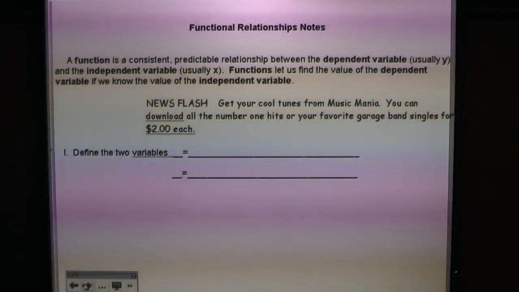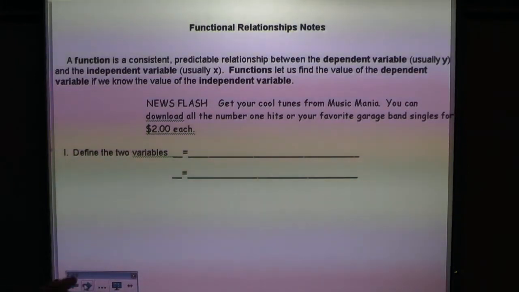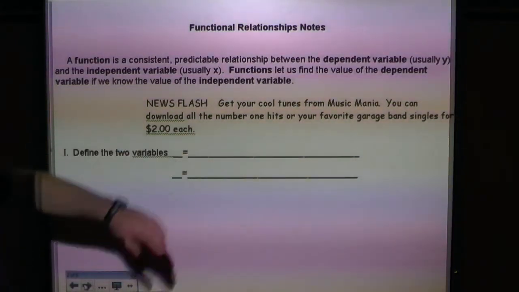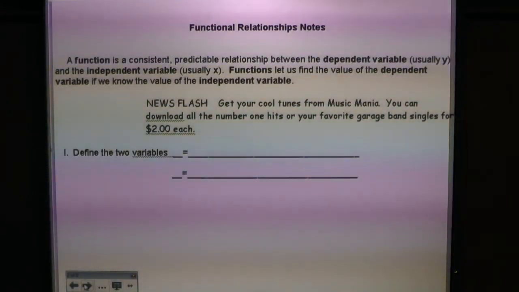But we want to go through what is an independent and what is a dependent variable when we talk about a functional relationship. So, we have an example here. Get your cool tunes from Music Mania and install in your notes. You can download all the number one hits or your favorite garage bands for $2 each.